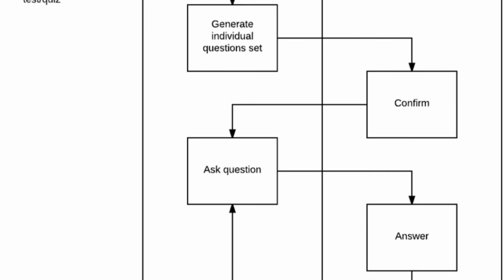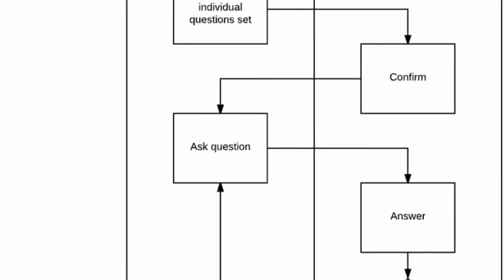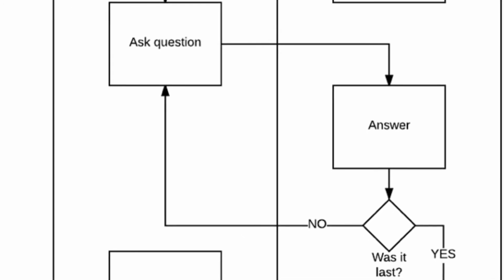The student has the ability to confirm. In other words, that would be like a student logging into the system and confirming that they want to start a quiz. From that point, the system takes over again. It's going to ask a question. From there, that gets passed to the student. The student answers. That goes down to a branch.